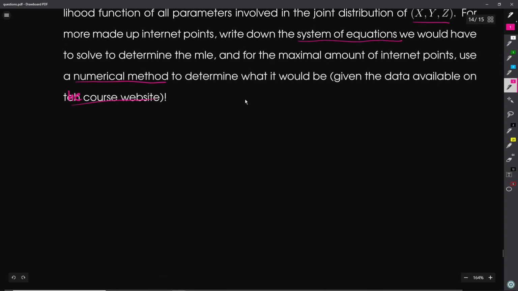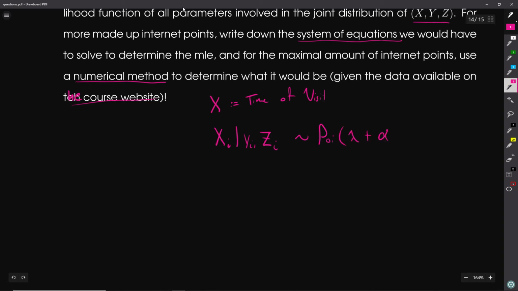So just to clarify what we're saying here is we're saying that x is representing the time of the visit, or the visit length variable. And we're saying that xi given yi and zi follows a Poisson distribution. It's lambda plus alpha yi plus beta zi.